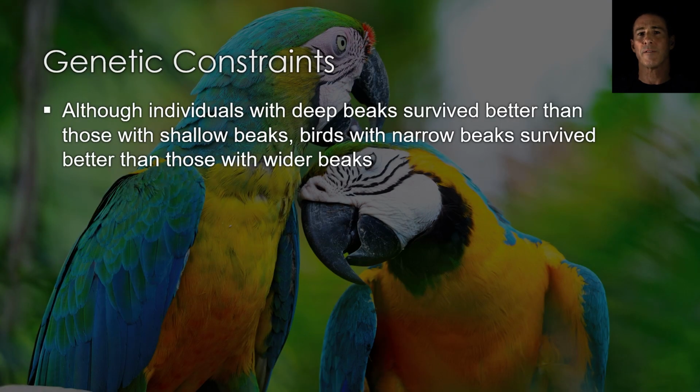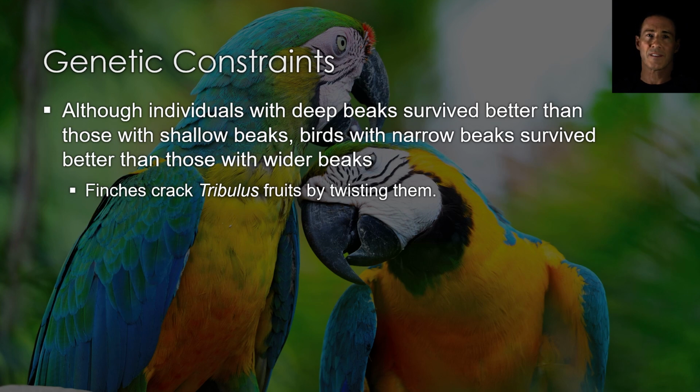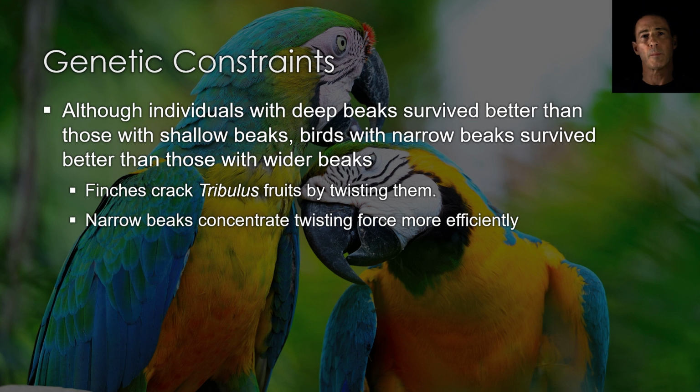The Grants team found another interesting observation when they analyzed data on the 1977 drought in the Galapagos. Although individuals with deep beaks survive better than individuals with shallow beaks, birds with particularly narrow beaks survive better than individuals with wider beaks. This observation made sense because finches crack tribulus fruits by twisting them. Narrow beaks concentrate the twisting force more efficiently than wider beaks, so they are especially useful for cracking the fruits. But narrower beaks did not evolve in the population.